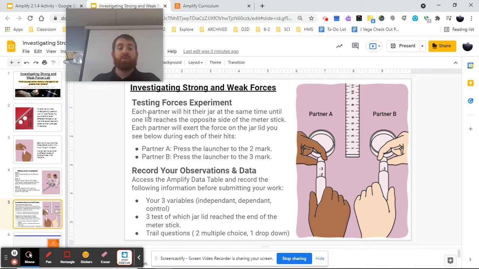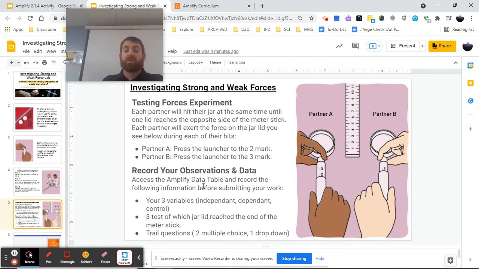And you guys are going to hit the jars at the same time until one lid reaches the opposite side of the meter stick first. So this isn't a race. You're hitting the jar lids at the same time. So both players will pull it back at their different forces. They'll let go. They'll hit the lids. When both are ready and pulled back, they'll hit the lids again. And they will hit the lids at each point until one partner gets their lid to the end. You're going to be doing this 3 times, okay?